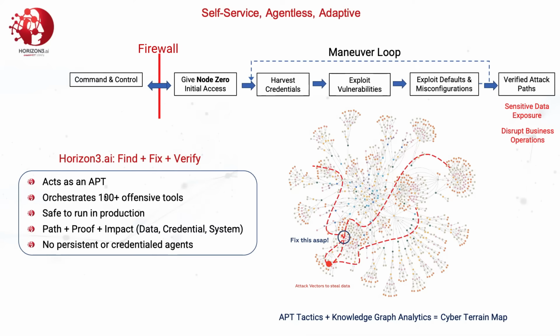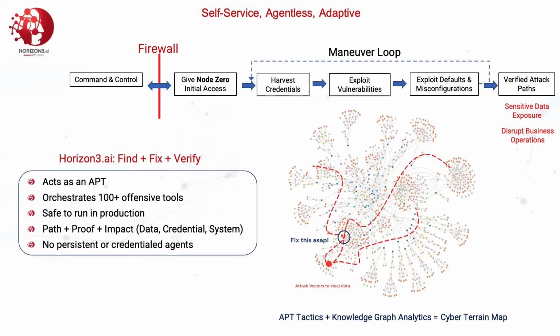Finally, the way that we operate, NodeZero acts as an APT, an advanced persistent threat. It is using the same techniques and tactics as those APTs. It is orchestrating hundreds of offensive tools that you're going to see, some custom built by Horizon 3. Most are the same tools that standard ransomware packages and other threat actors are going to make use of.